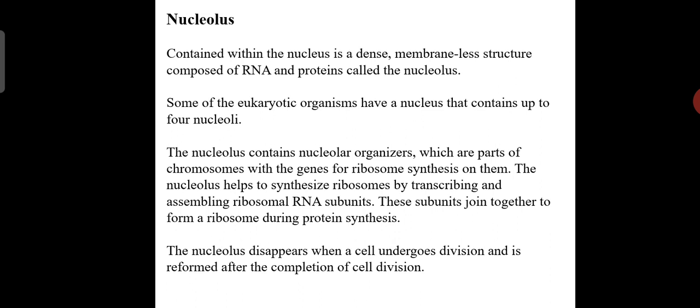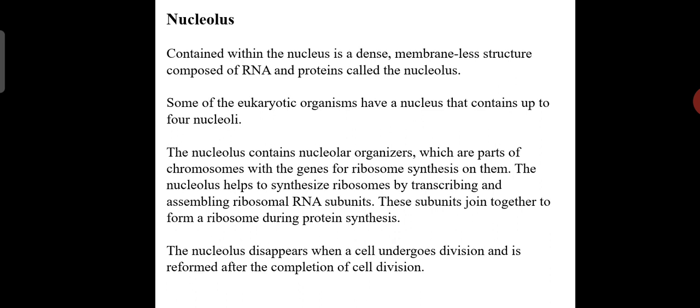Next part. Contained within the nucleus is a dense membraneless structure called the nucleolus, which is composed of RNA and proteins. Some eukaryotic organisms have a nucleus that contains up to 4 nucleoli. The nucleolus contains nucleolar organizers, which are parts of chromosomes with the genes for ribosome synthesis on them.